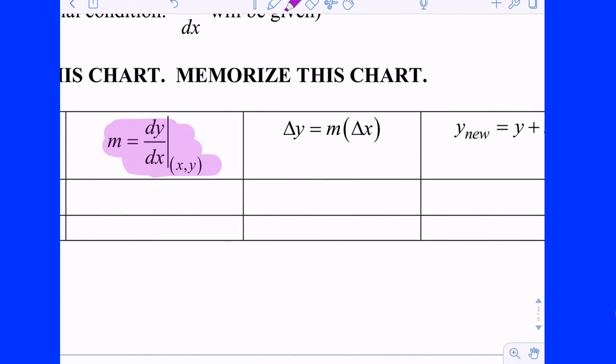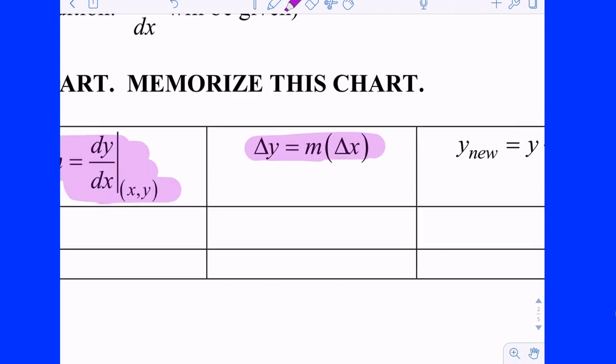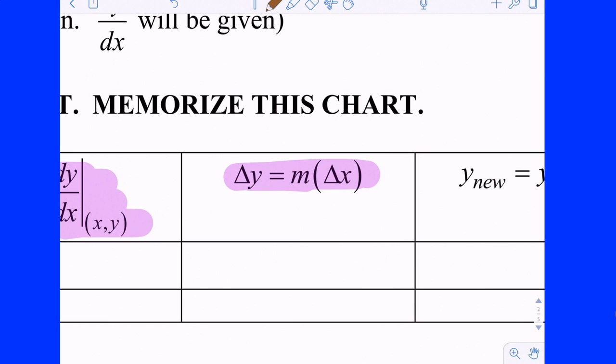So as you move horizontally by delta x, you need to figure out at the rate of going up and over, how much does your y change? So your next column is delta y. And that delta y is just your slope that you calculated times the delta x. And it comes straight from your Algebra 1 slope equation. Delta y over delta x, if you solve it for delta y, you get that.